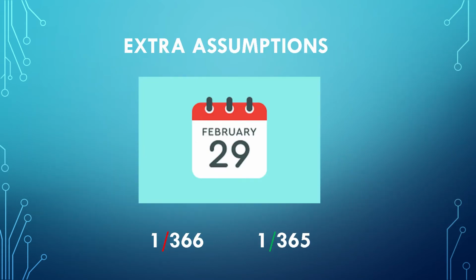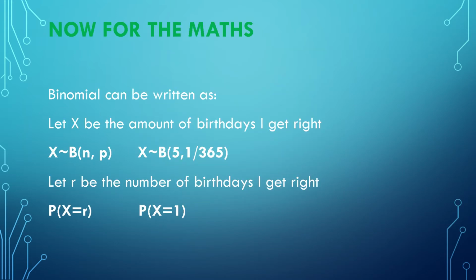One extra assumption that I'm making is that none of their birthdays are celebrated on the 29th of February, as this would not make the probabilities the same, 1 over 366 instead of 365. So, now to write this mathematically, x is the number of birthdays I get right, n the number of trials, which is 5 guesses, and p is the individual probability of getting a birthday right. In that case, 1 over 365. This should be shown here, where n is 5 and p is 1 over 365.